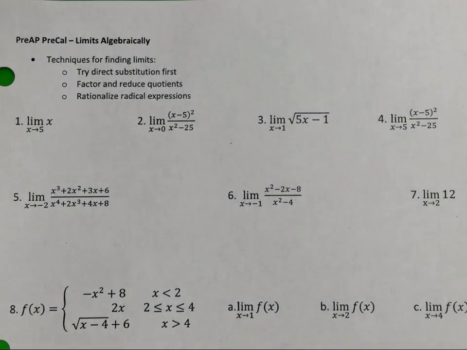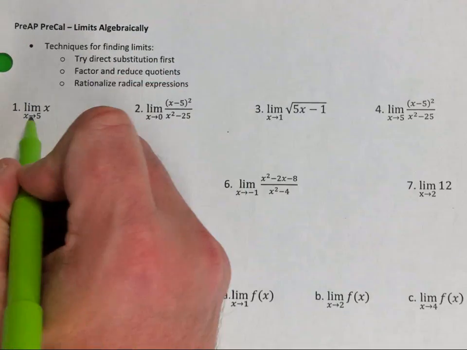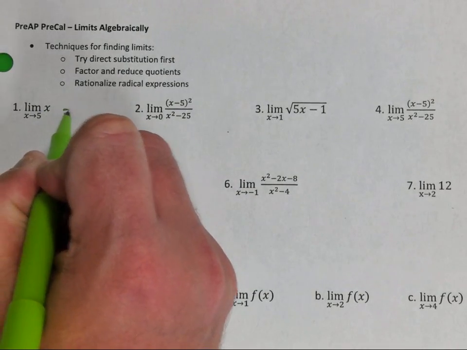Okay, so first thing you do, guys, look at number 1, the limit as x goes to 5 of x. You just take that number and plug it in. What does that give you? 5, that's your answer.